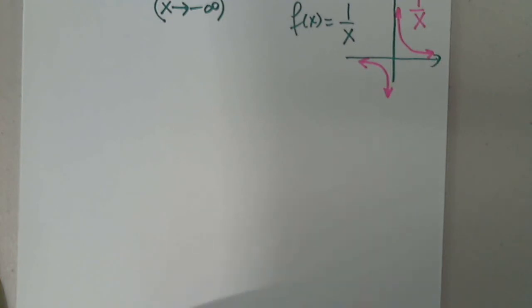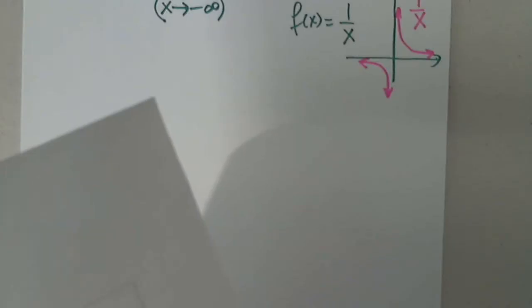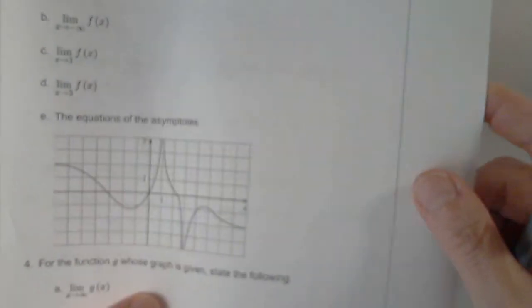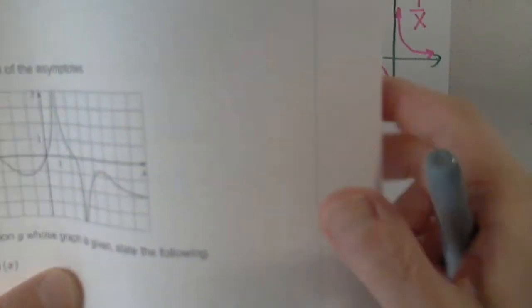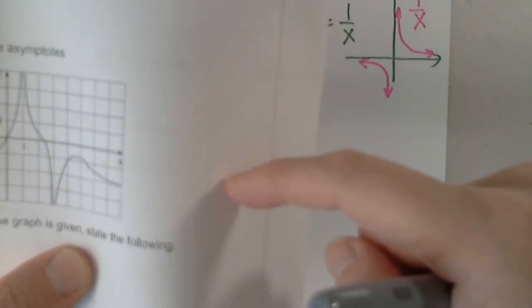Keeping that in mind, and now before we look at some graphs for a moment, let's look at this graph. It's problem 3. So limit as x approaches infinity: the function values get closer and closer to negative 2. As x approaches negative infinity, the function values get closer and closer to 2.